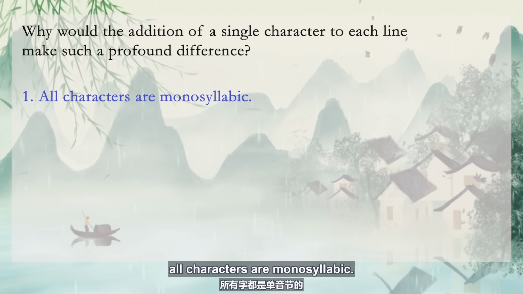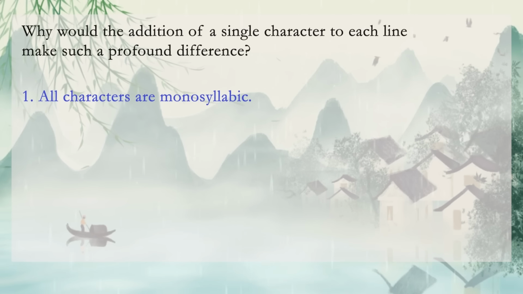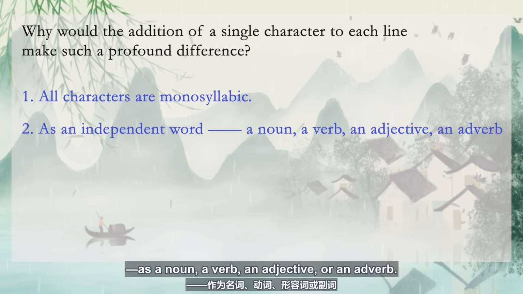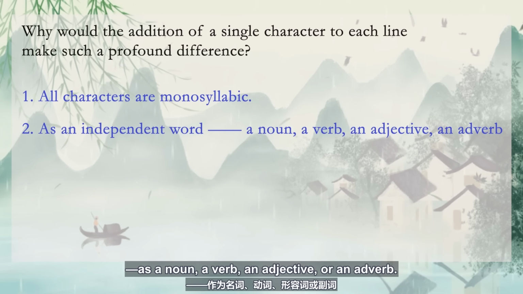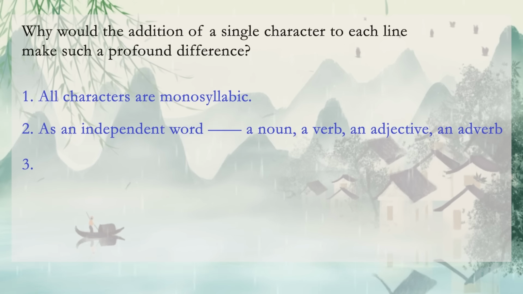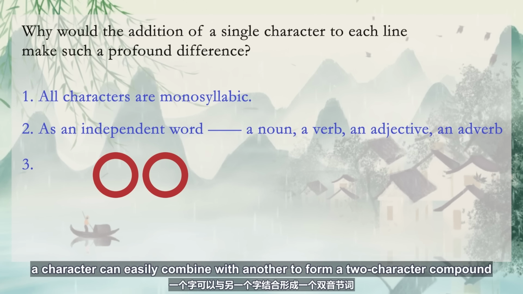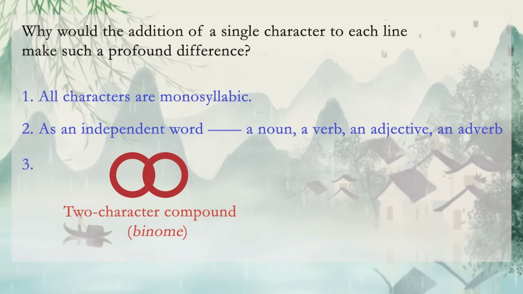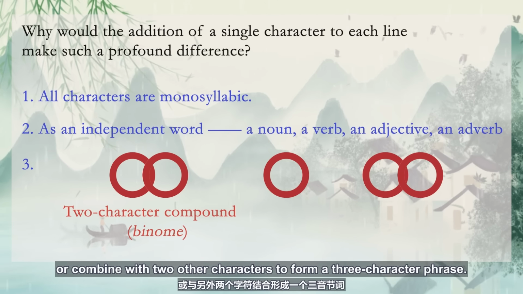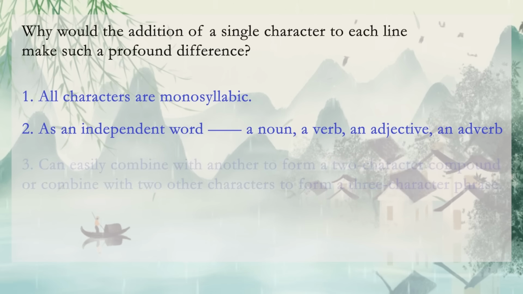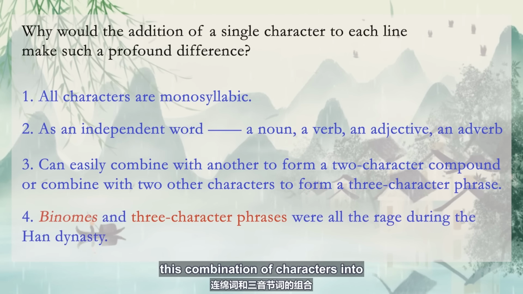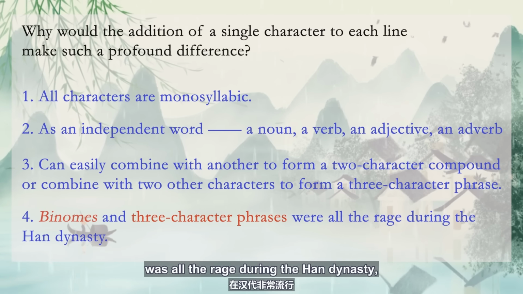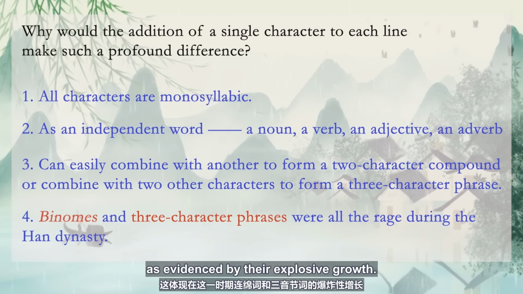First, all characters are monosyllabic. Second, a character usually carries meaning and functions as an independent word, as a noun, a verb, adjective, or an adverb. Third, a character can easily combine with another to form a 2-character compound, often called binomial by Chinese linguists, or combine with 2 other characters to form a 3-character phrase. Fourth, this combination of characters into binomials and 3-character phrases was all the rage during the Han Dynasty, as evidenced by their explosive growth.